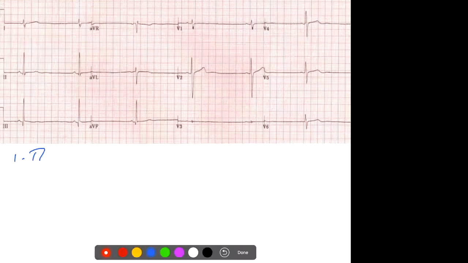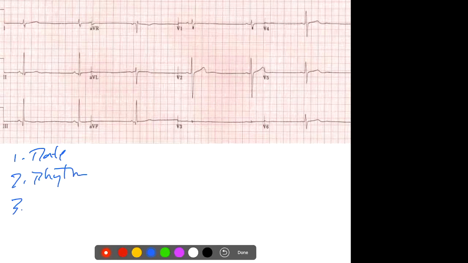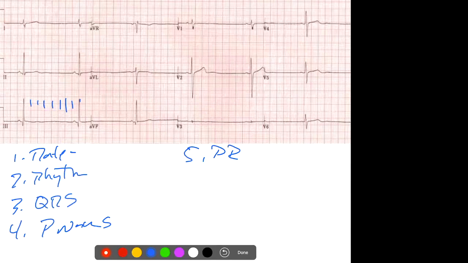So number 1, we got rate, rhythm. We're going to be looking for QRS complex, P waves, and PR. So the rate, if you just looked at it, looked normal, fast, slow. Looks kind of slow to me. So slow. 300, 150, 175, 60, 50, way down there, okay? Somebody's got a calculator. 1, 2, 3, 4, 5, 6, 7, 8. About 8 full blocks. So 300 divided by 8. Anyway, we got a slow rate, okay? 42 maybe.